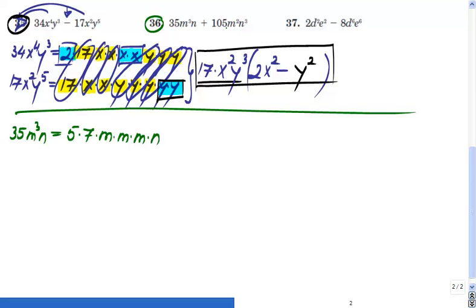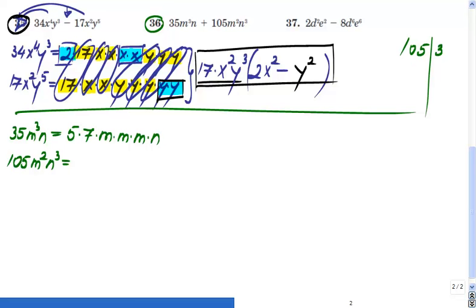Okay, next one, 105 m squared n to the third. Now looking for 105's factorization, you can take it separately here and just go one step at a time. 105, if you add all the digits, 1 plus 0 plus 5 gives you 6, which tells you that this number is divisible by 3.